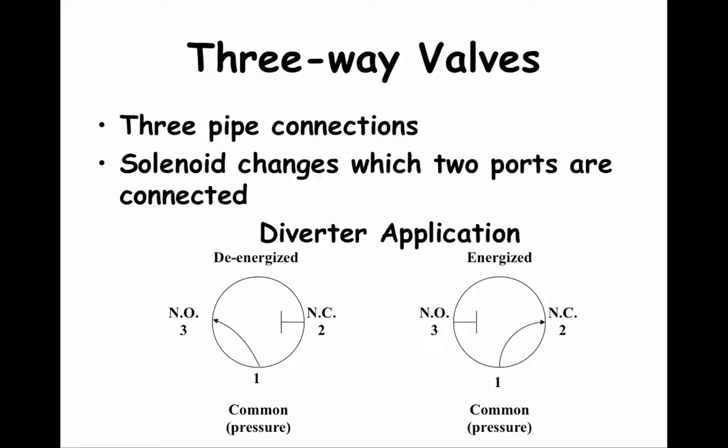The sketch shows a three-way valve for which port 2 is normally closed when the valve is de-energized and port 3 is normally open in the de-energized state. In the energized state, port 1 is connected to port 2 and port 3 is closed. This layout is called the diverter application because port 1 has the highest pressure and flow goes from port 1 to either port 2 or port 3. The next slide will show what is called the selector application.